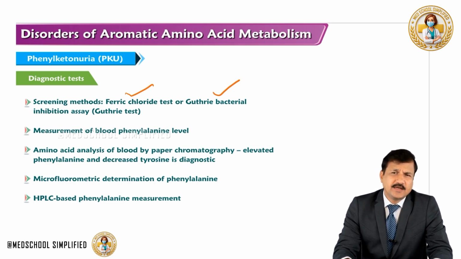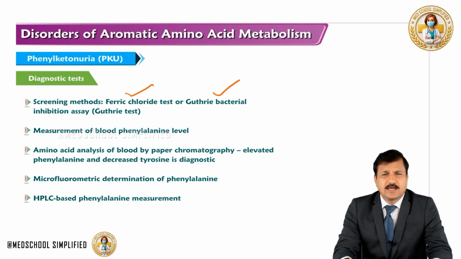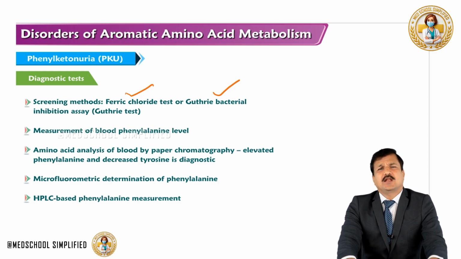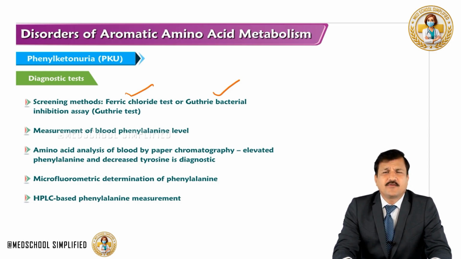When phenylalanine levels in the blood exceed 4 milligrams per deciliter, the phenylalanine itself will have an inhibitory effect on beta-2-thienylalanine, and thereby the inhibitory effect of beta-2-thienylalanine on Bacillus subtilis spores is not there. That's when Bacillus subtilis will germinate and make colonies. So the presence of colonies in the Guthrie bacterial assay test is a positive sign for elevated levels of phenylalanine in the blood.